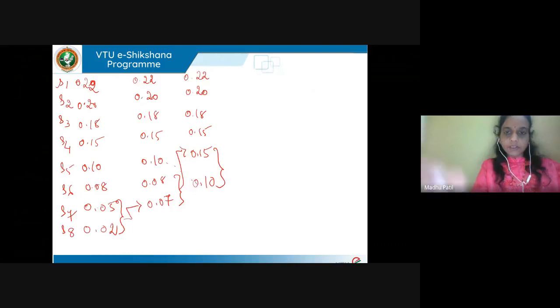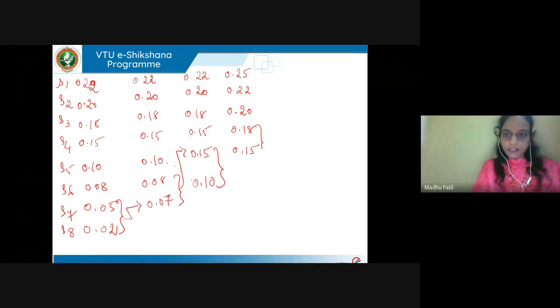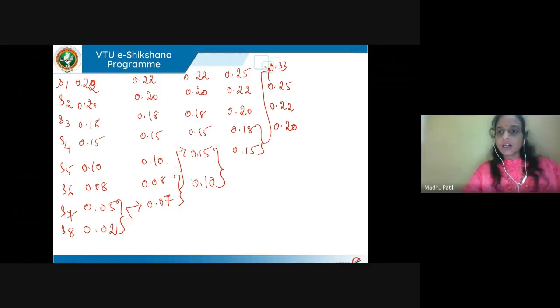Now again, the last two symbols give me 0.25. Since 0.25 is greater than 0.22, it should be placed on top. If the composite symbol formed is greater than the given probabilities, then you have to arrange them in decreasing probabilities. Next, the addition of the last two symbols gives 0.33, which is again greater, so 0.33, 0.25, 0.22, 0.20. Next, the last two symbols give 0.42. So 0.42, 0.33, 0.25. The last two symbols are 0.58 and 0.42.